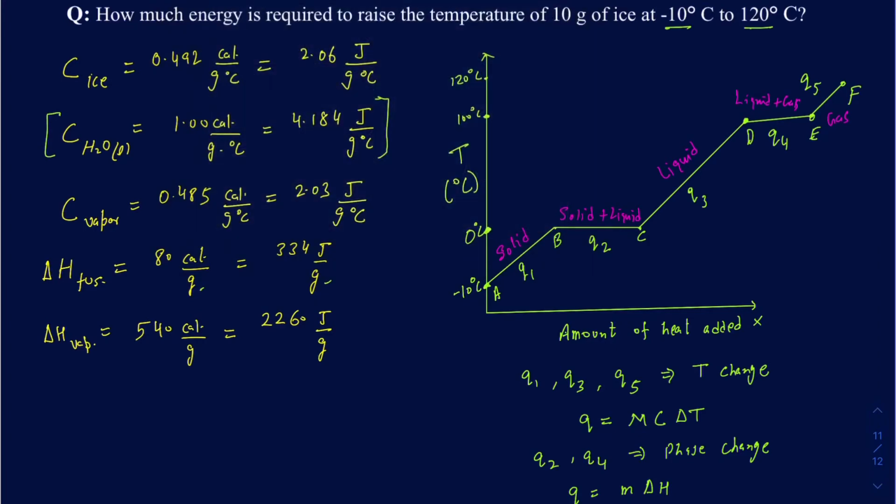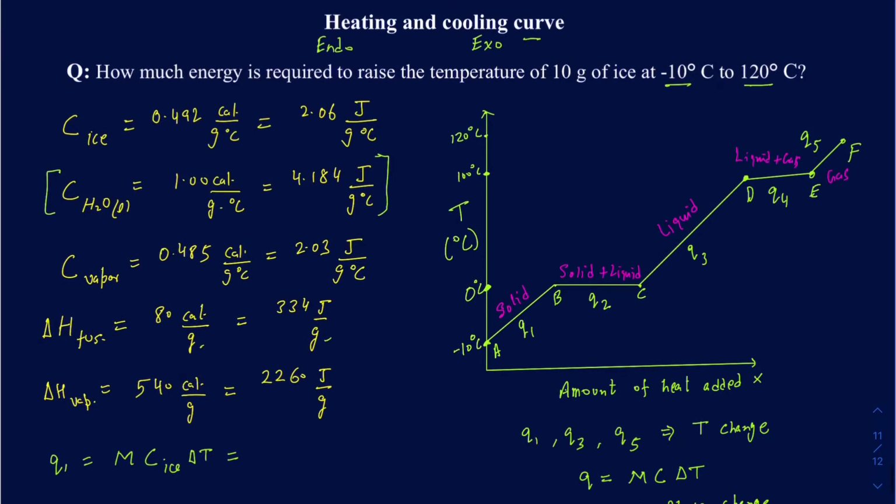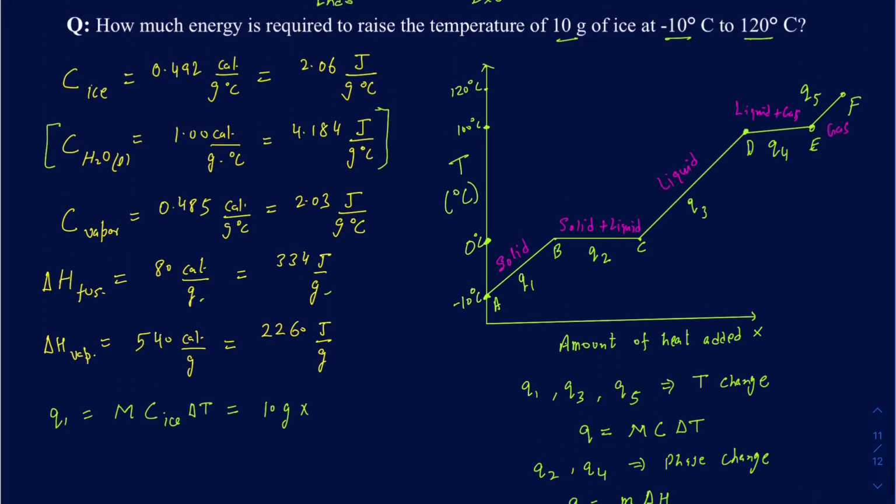Suppose I'm trying to calculate Q1. Your Q1 is going to be the mass of the ice, times the specific heat capacity of the ice, times whatever the delta T, or the change in temperature, is going to be. Remember, the delta T is always going to be T final minus T initial. The mass of the ice that's given in the question is 10 grams, so I'll write that down here, 10 grams, and then times the specific heat capacity of the ice. Those numbers will be given to you.